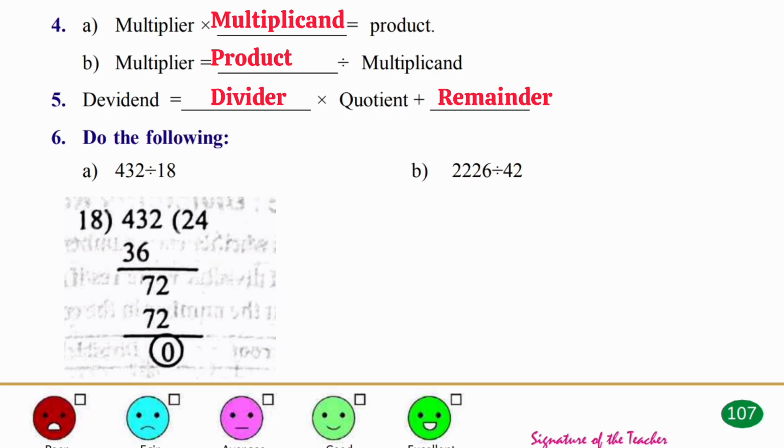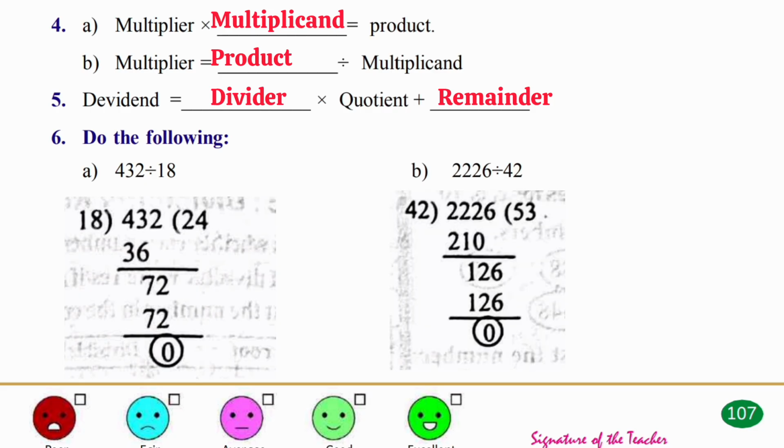So second one is 2226 divided by 42. So you will get the answer 53. So you may cross check 53 into 42. You will get the same number, that is 2226. It means your division process is right. In this way you may cross check your answers in the exam also.